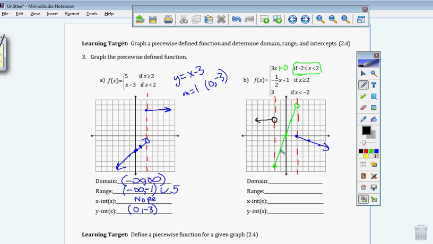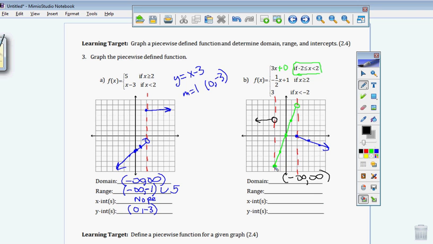All right, so looking at our domain, left to right, we're going to have everything. Every x value will produce a y value. You can also kind of look here to understand that.